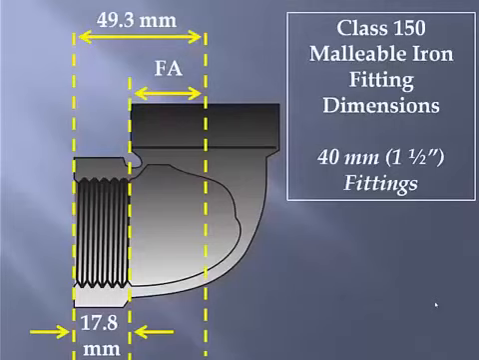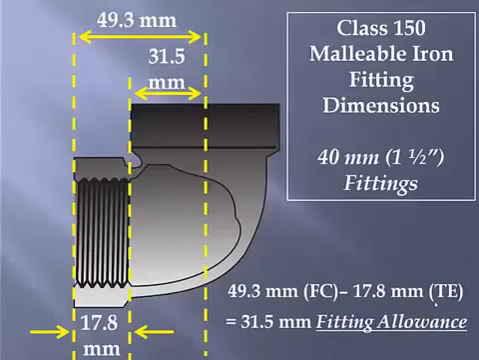Once you subtract the thread engagement from the face to center dimension, the result will be the fitting allowance. In this case, 31.5 millimeters. So let's take a look at the math on that. 49.3 millimeters, which was the face to center measurement, minus the 17.8 thread engagement dimension, resulted in a 31.5 millimeter fitting allowance. Remember that an end to center measurement would require one fitting allowance calculation, while a center to center measurement will require two fitting allowance calculations.